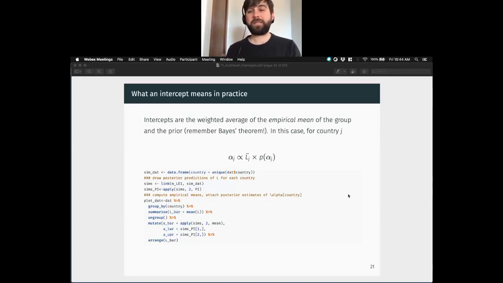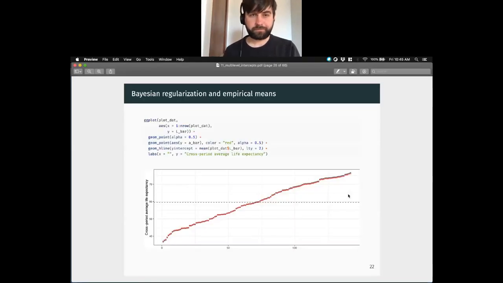So effectively, why this is called no pooling is there's no pooled information from anything other than the individual units, right? The country is the only unit that we get information on life expectancy for. So we take the maximum of 12 observations for each country, average those, and that becomes our expected value. And in the Bayesian context, it's that times the prior that becomes our expected value. Let's look at what this looks like.